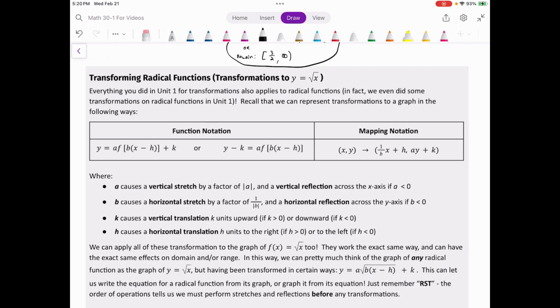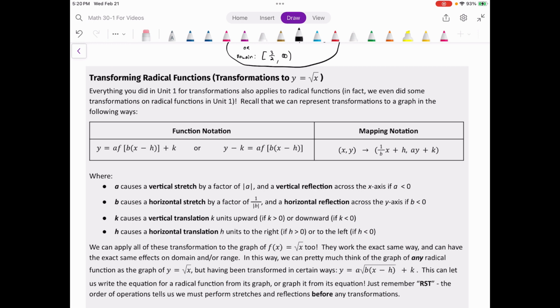Okay, let's move on to transforming these radical functions now that we've introduced ourselves to them. All right, so this is kind of a recurring theme in Math 30-1. We're going to find many functions along our way. We're going to learn new functions, see how they work, and then we're going to transform them. So honestly, folks, this is really nothing different than what we did in Unit 1.